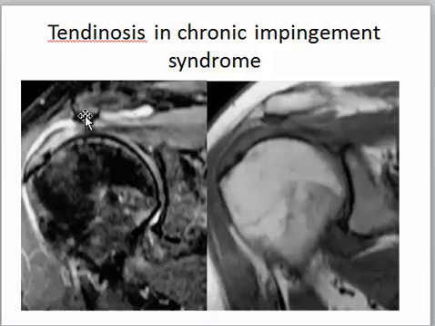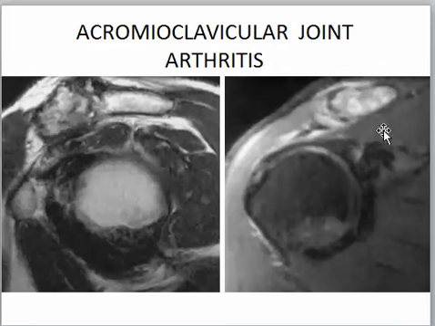In chronic impingement like this, osteoarthritic, we have tendinosis, which means more fluid around the tendon, with swelling of the tendon and hyperintensity. This is acromioclavicular osteoarthritis causing impingement.